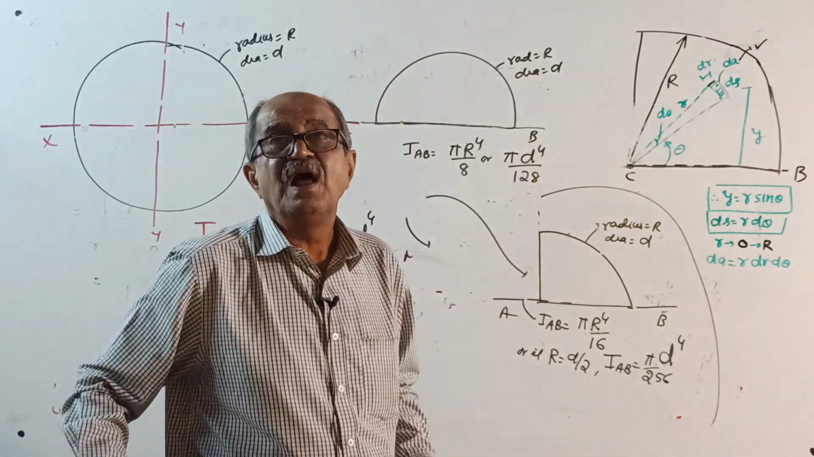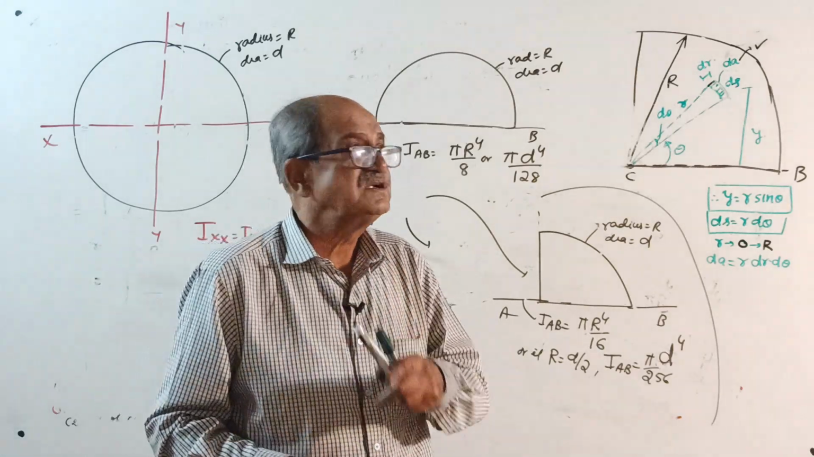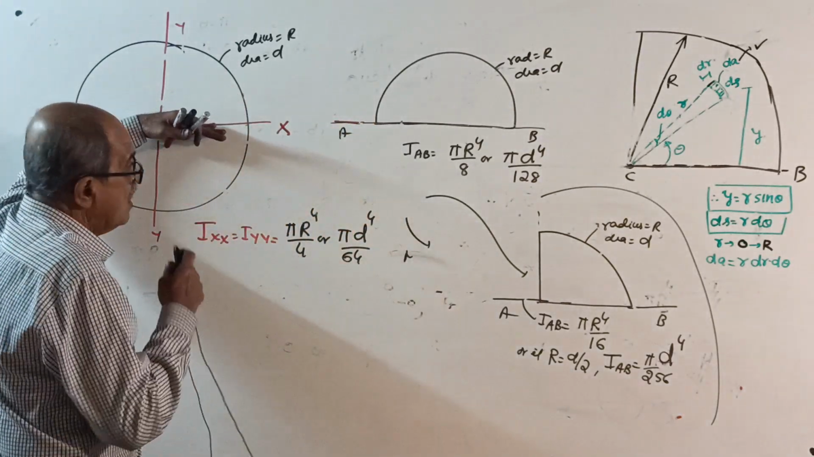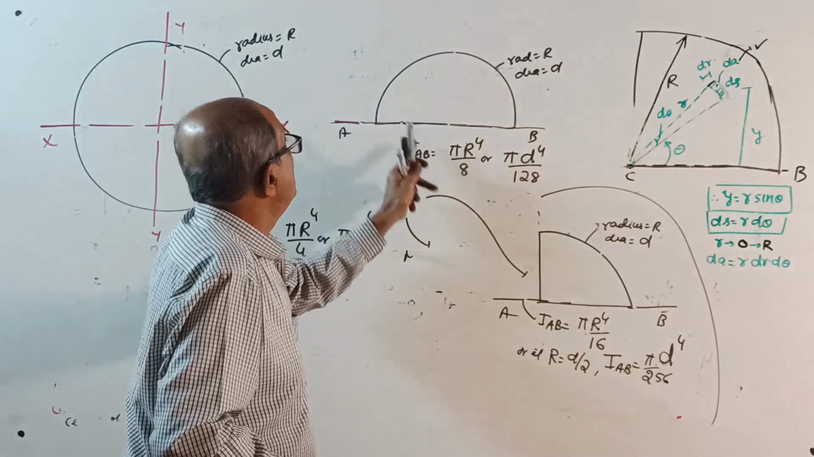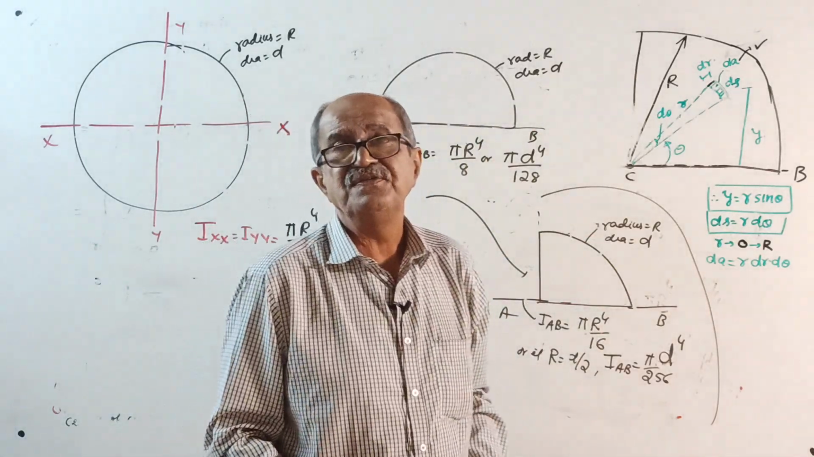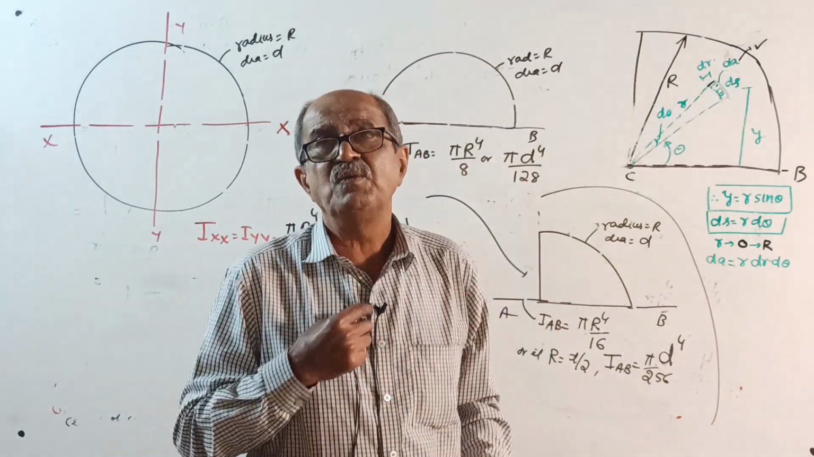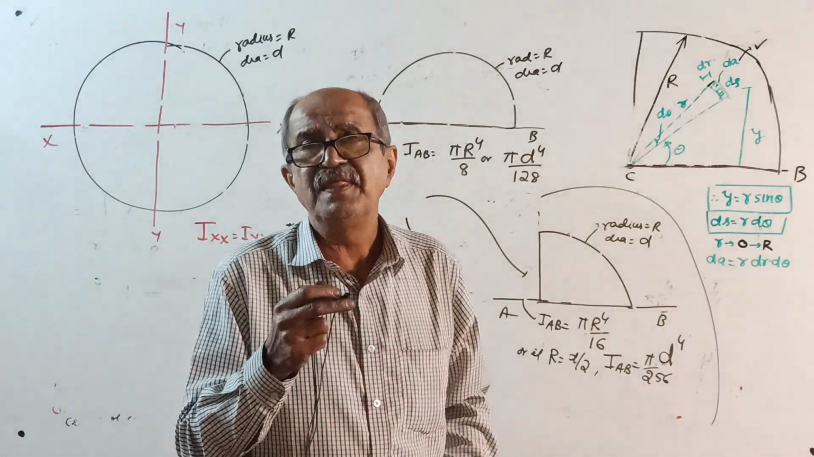Actually, next class is very, very important. I will tell you moment of inertia of a circle about centroidal axis, of semicircle also, and quadrant also, about the centroidal axis, which is the most important. Why? We always want IXX, IYY. Okay, we'll meet in the next class. Thank you.